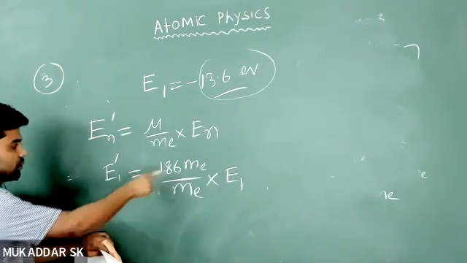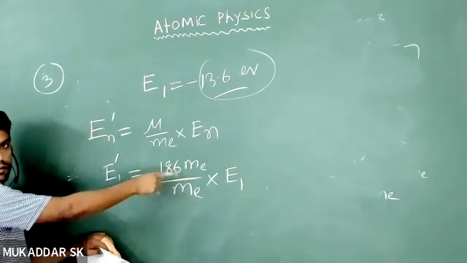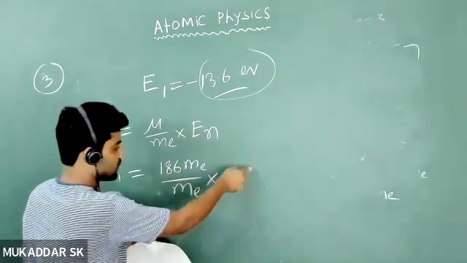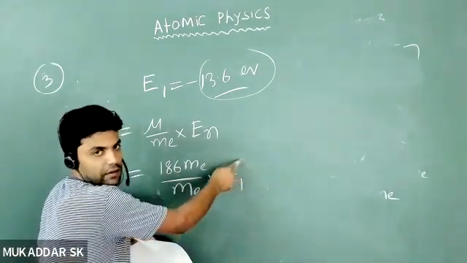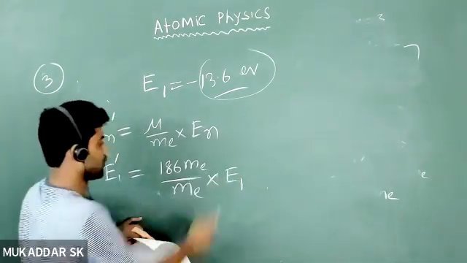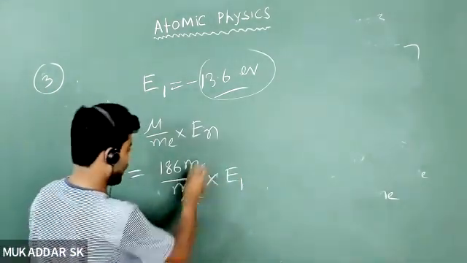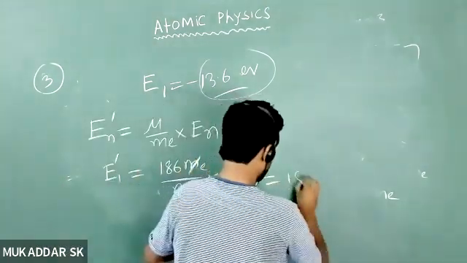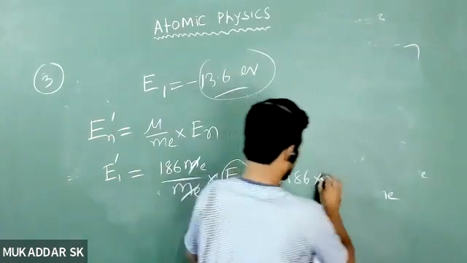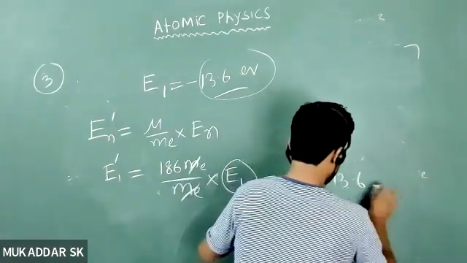So that energy is mu by me, where mu is the reduced mass of that system, into the energy of the electron when it is revolving in the hydrogen atom at n equals 1. Okay, so the masses cancel, and you know this value. If you calculate it, it will be 186 times minus 13.6 electron volt.